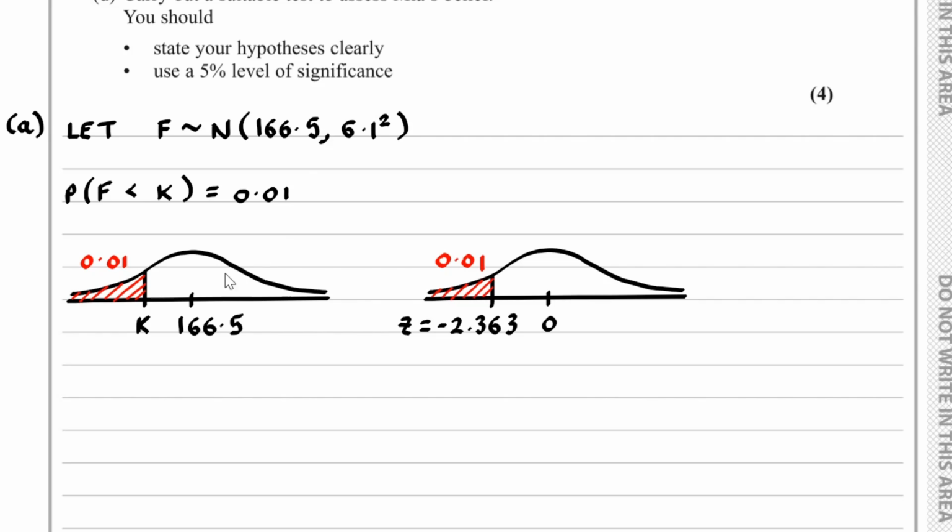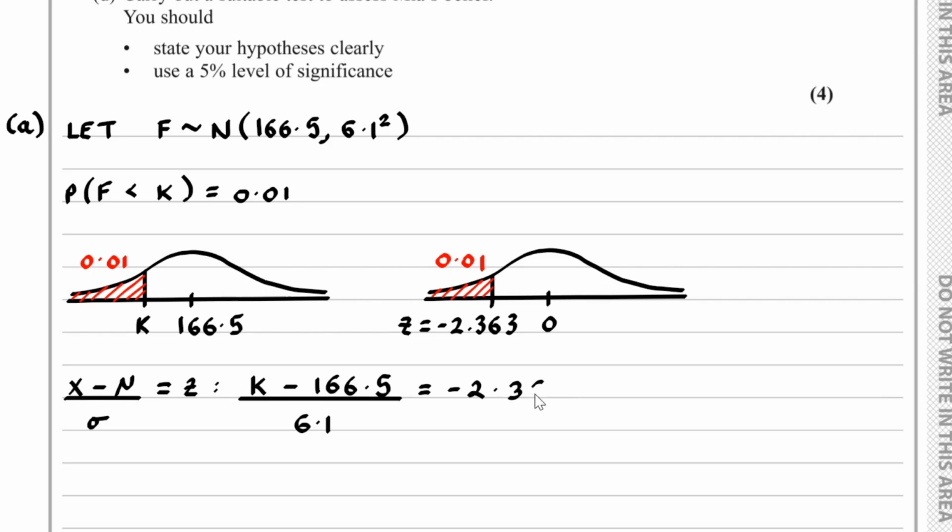Now, if we standardize, we can standardize using x minus mu over sigma equals z. So we've got k minus 166.5 over sigma, which is 6.1. This is equal to minus 2.363. What we need to do is find out the value of k.